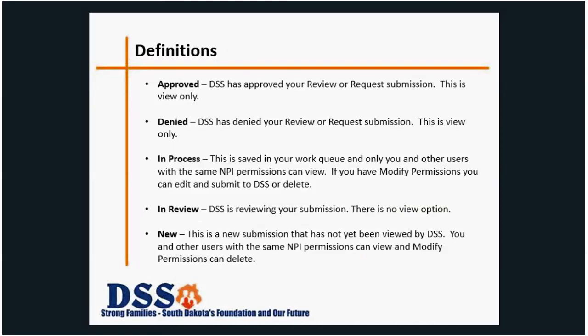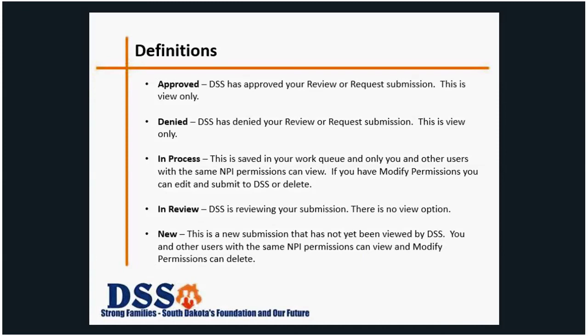The definitions of the different statuses. So approved is when DSS has approved your review or request submission. At this point, once the status is approved, it is view only. Denied means DSS has denied your review or request submission, and this would be view only.